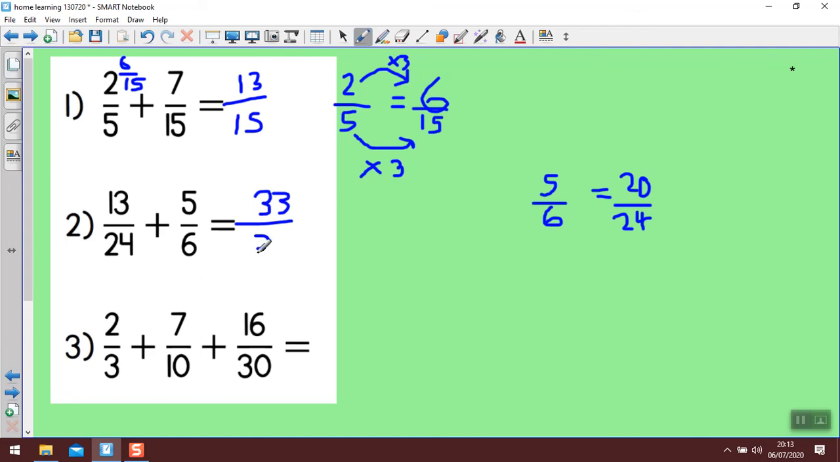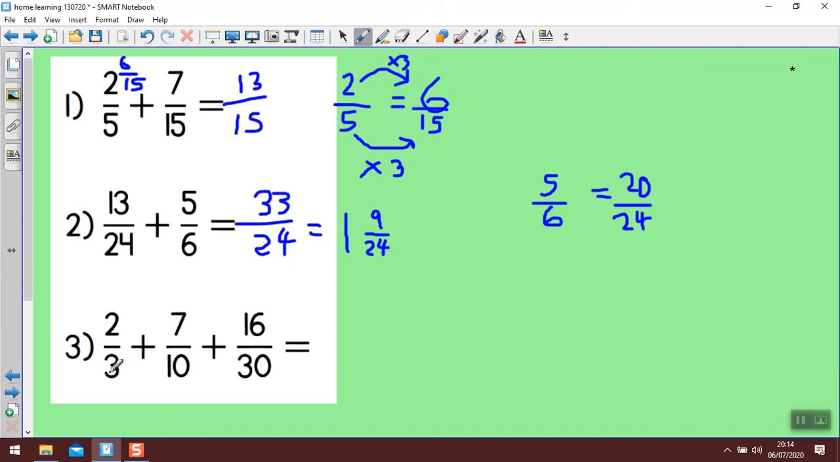And I'm going to get 33/24. Now that is an improper fraction. It's bigger than 1. So I'd like to turn it into a mixed number. This line here means divide. So what's 33 divided by 24? How many 24s go into 33? 1 whole one and 9 left over. So it's 1 and 9/24.